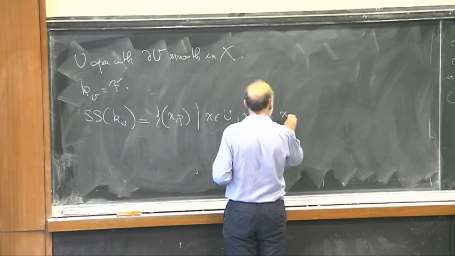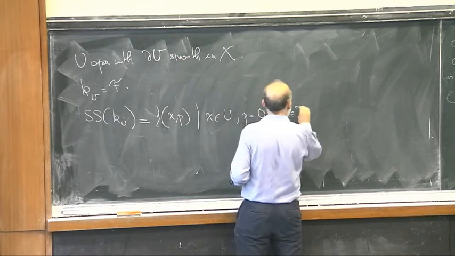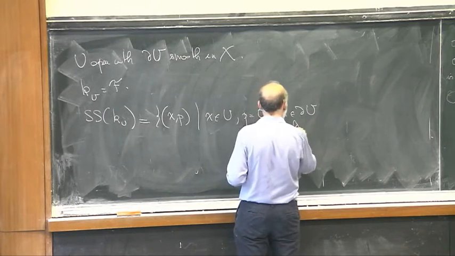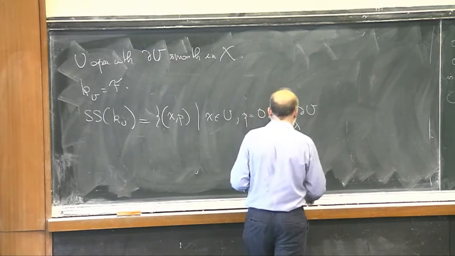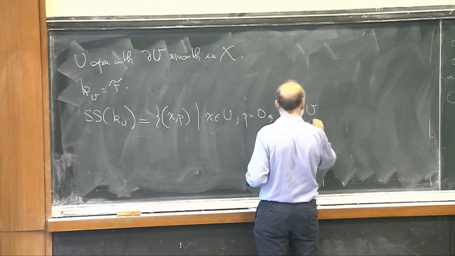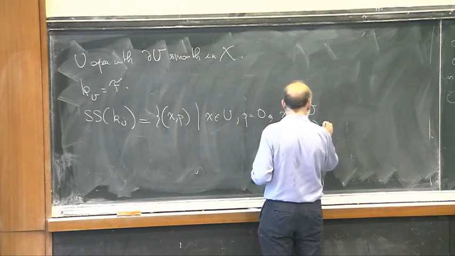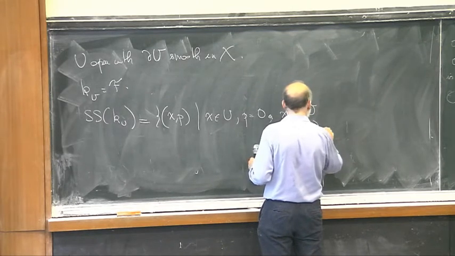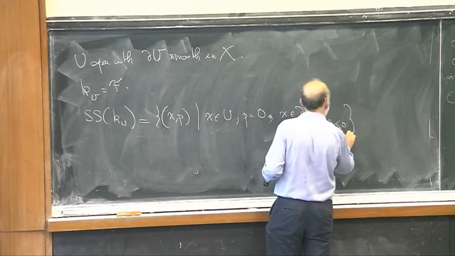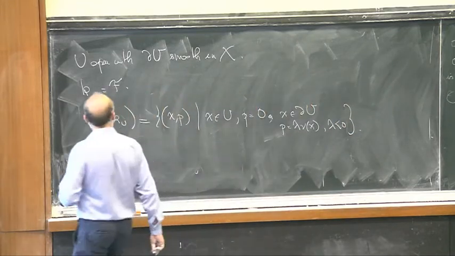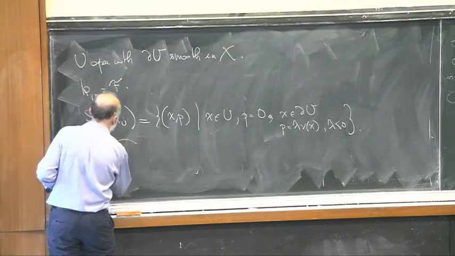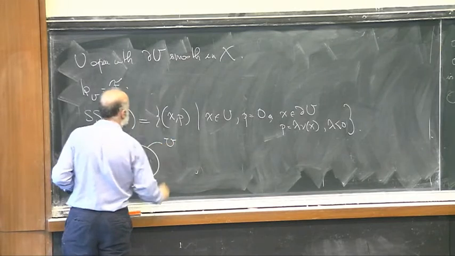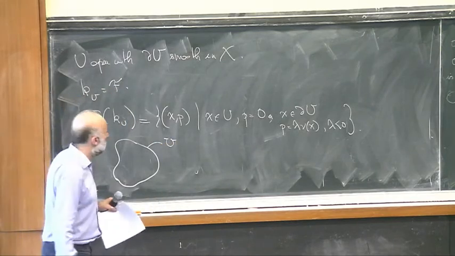Or X belongs to the boundary of U, and P is lambda times the normal to the boundary at X, and I hope this is correct for lambda negative. So this is my set U.